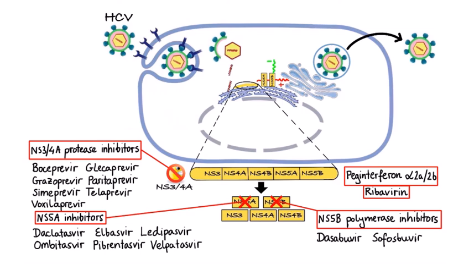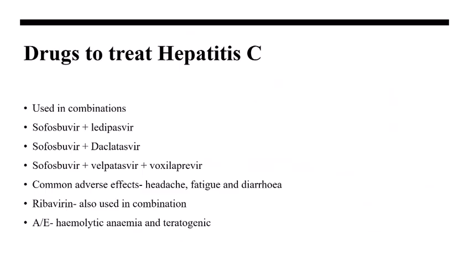So usually these direct acting antivirals are used in combinations, like sofosbuvir combined with ledipasvir or daclatasvir, or with velpatasvir and oxaliplatin. The common adverse effects we can suspect are headache, fatigue, and diarrhea. Ribavirin, as told before, is also used to treat hepatitis C in combination, and the common adverse effects with ribavirin are hemolytic anemia and teratogenicity. Thus, it is contraindicated in pregnancy.